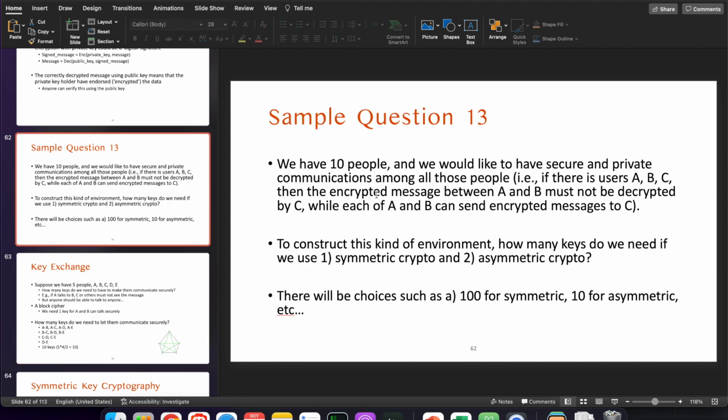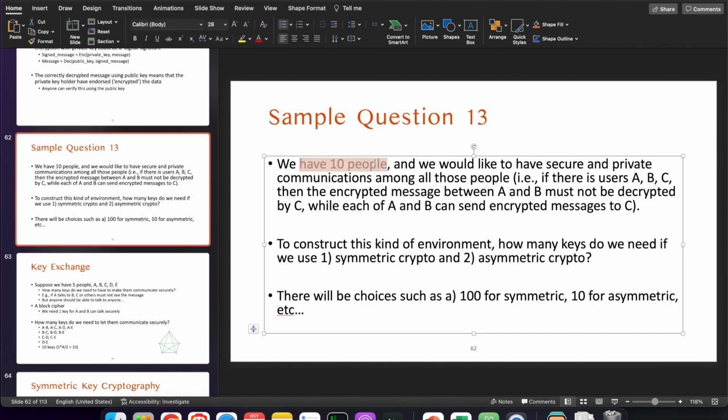The question says, if we have 10 people and we would like to have secure and private communications among all of them, then to construct this kind of environment, how many keys do we need if we use symmetric crypto and asymmetric crypto? There will be choices like 100 for symmetric and 10 for asymmetric, or some other numbers, and you need to choose the correct number for the right answer.